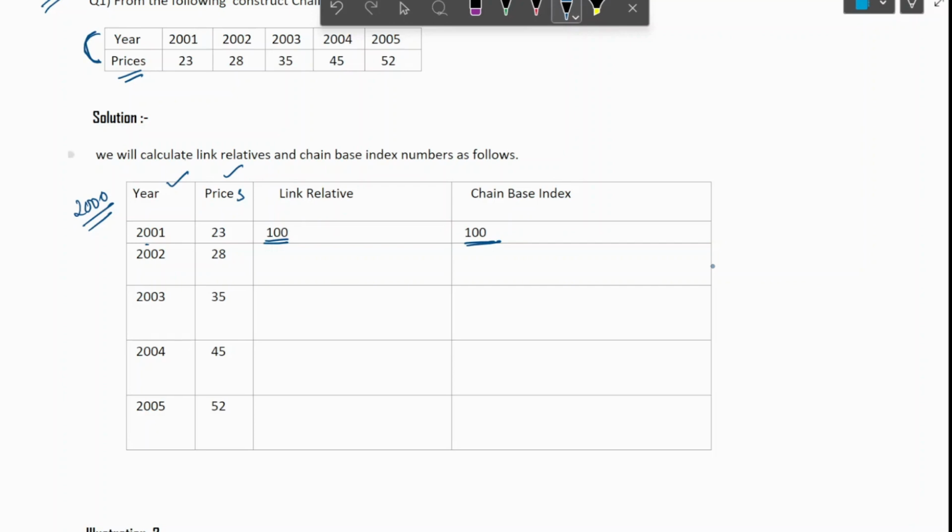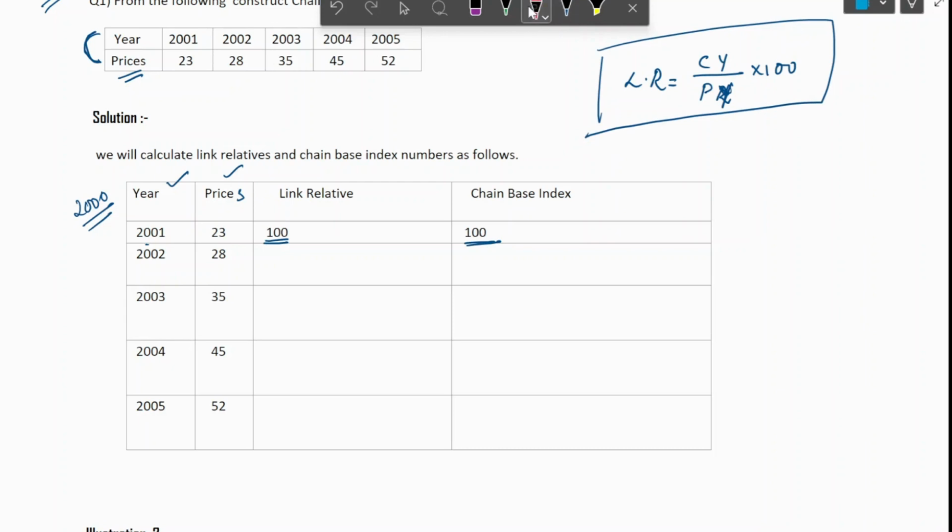First formula, link relative. What is the link relative formula? That is current year price divided by previous year price into 100. This is the first formula we are going to use. That means link relative is equal to current year price divided by previous year price into 100. Now see here, we will consider first.